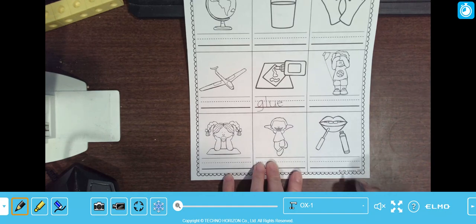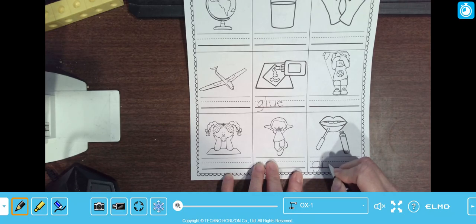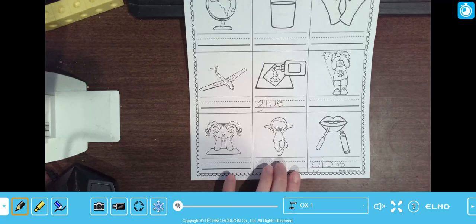Okay, G, again, is a fall. Starts in the dashed line right here. So like a C, and then up to the dash line, then down below. L, O, S, S. Go ahead and write down the word gloss.